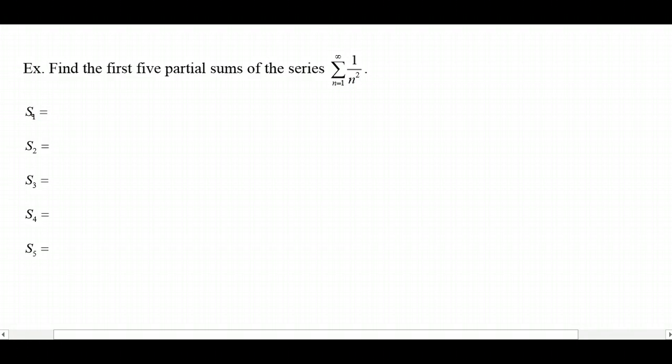So S1 means we're going to sum the first term only. So the first term is 1 over 1 squared. So 1 over 1 is just 1. The second partial sum means we're going to add the first 2 terms together. So I'm going to have 1 over 1 squared plus 1 over 2 squared. So now I'm substituting 2 into the n and adding the first 2 terms together. So I'm going to have 1 over 1 plus 1 over 4. So common denominators, this is 4 over 4. So this is 5 over 4.